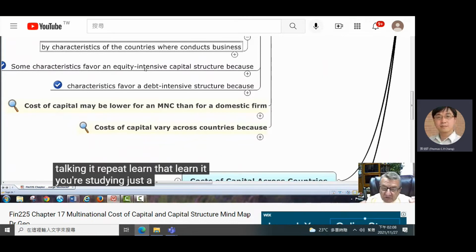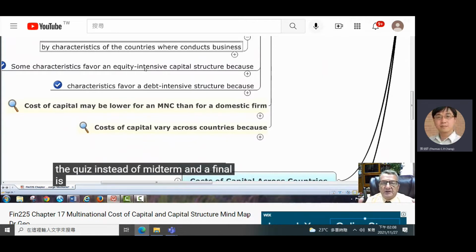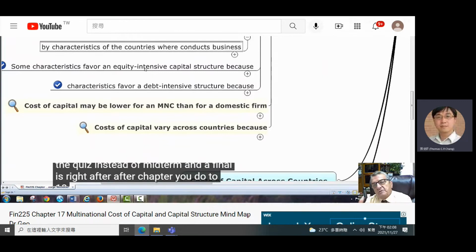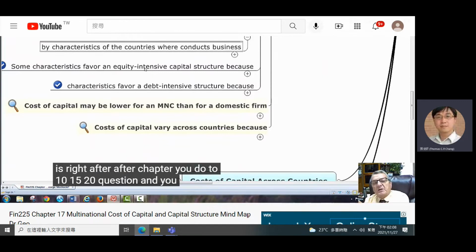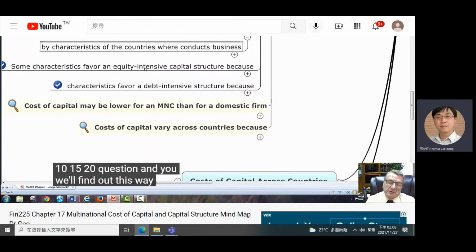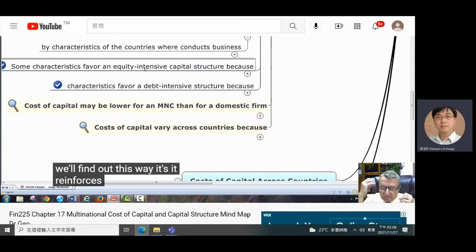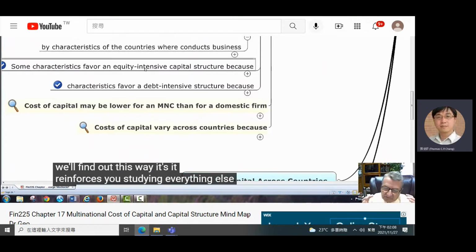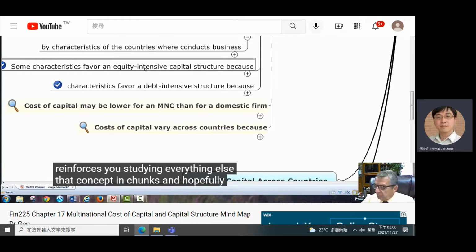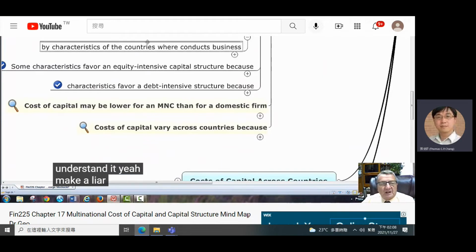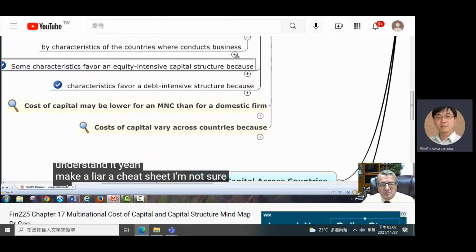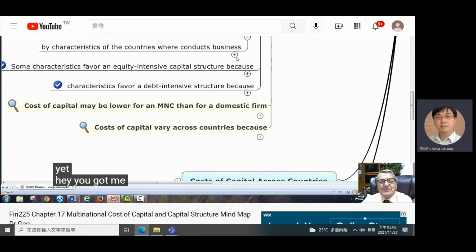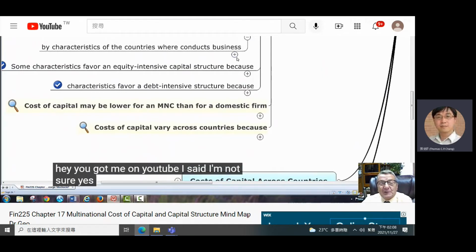You're studying, there's a lot. I think I've adjusted in this class. I'm trying to do the quizzes instead of a midterm, and the final is right after the chapter. You do the 10, 15, 20 questions, and you move on, and then you have a final. This way it reinforces you studying everything else, the concepts in chunks, and hopefully you understand it at the end. May allow you a cheat sheet. I'm not sure yet. Hey, you got me on YouTube. I said I'm not sure yet.